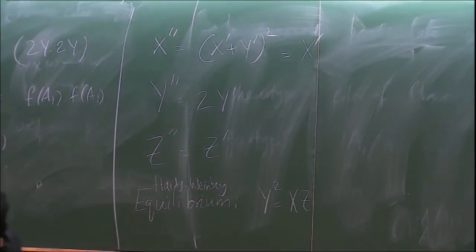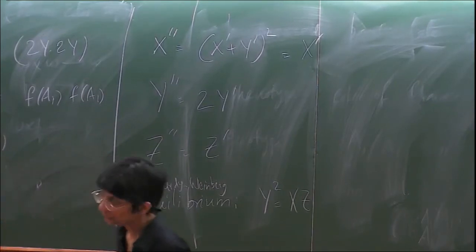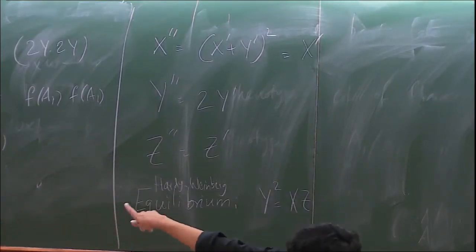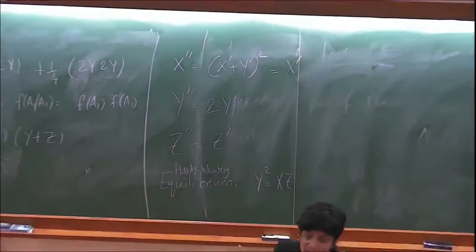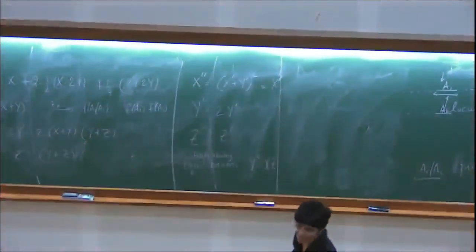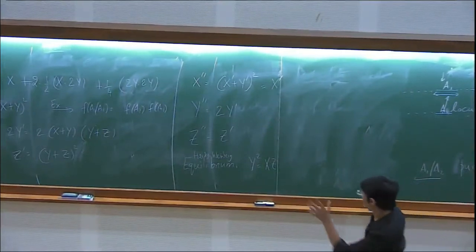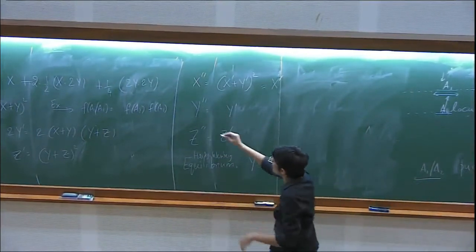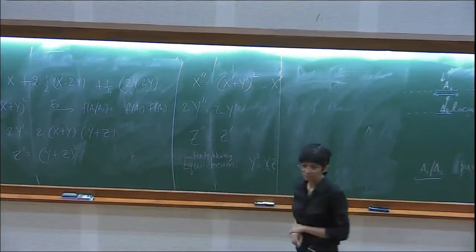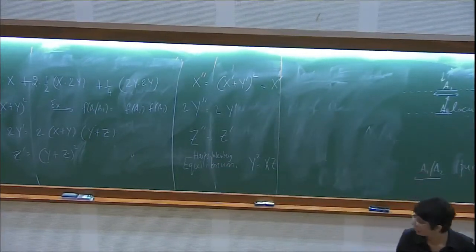So you will have to use normalization. You'll get it. x plus 2y plus z is 1. Use normalization. 2y double prime is 2. The normalization will work.